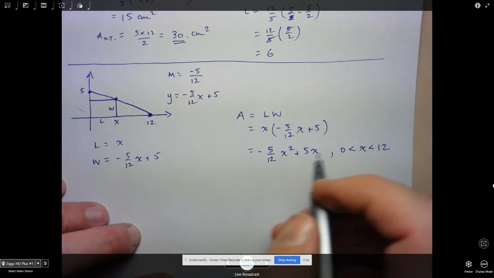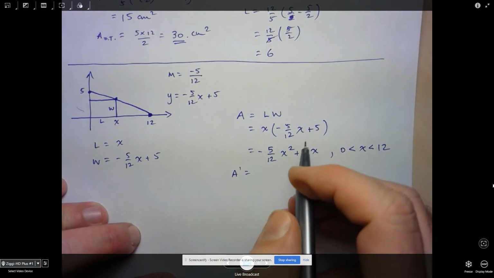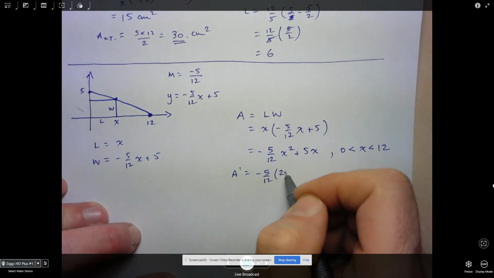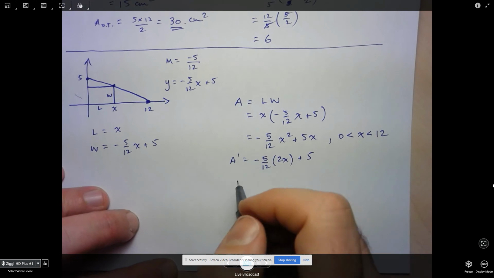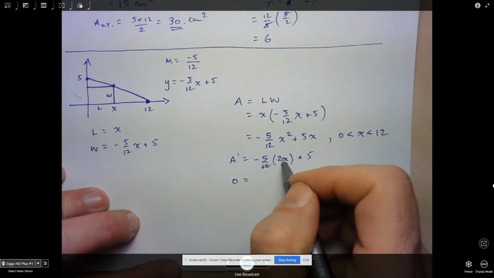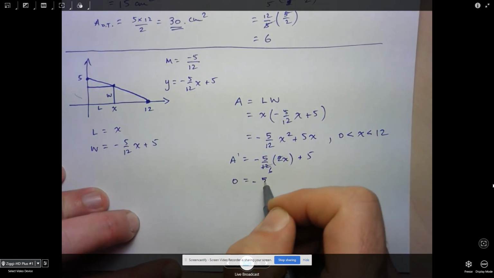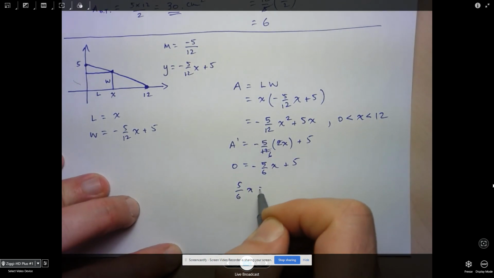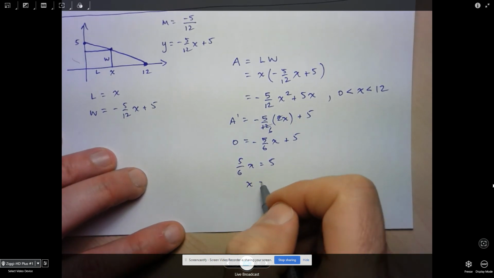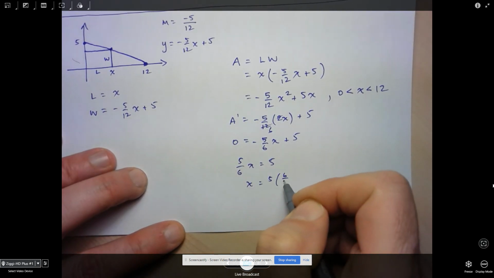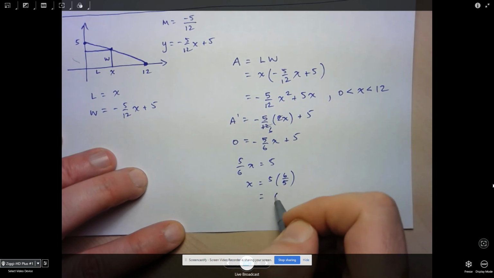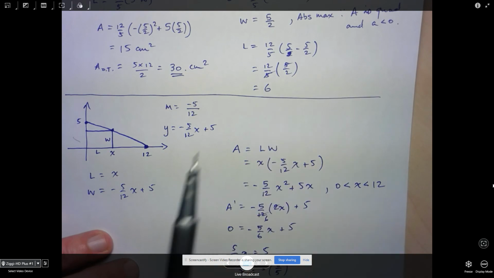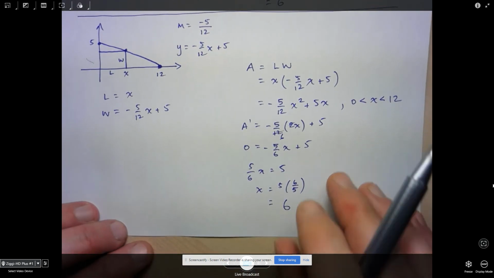All right, so let's find our derivative. So this is -5/12 times 2x plus 5. Set our derivative equal to 0. So that simplifies a little: -5/6 x plus 5. So 5/6 x equals 5. And so x is equal to 5 times 6 over 5, which is equal to 6. Which, if you remember from what we calculated earlier, was the length of the largest rectangle.